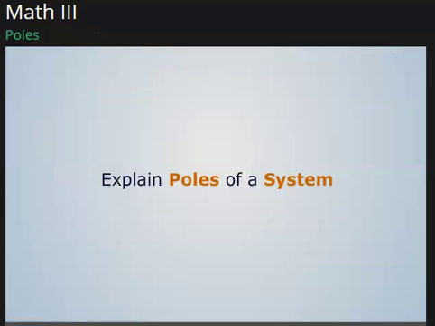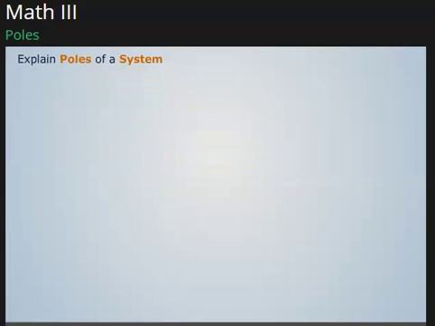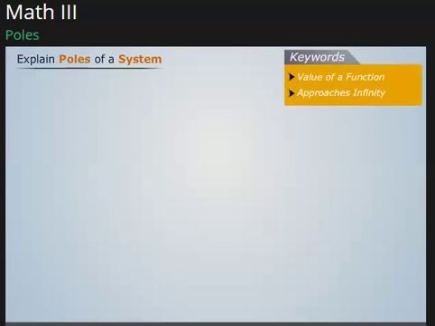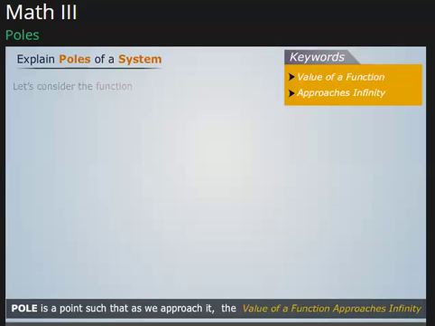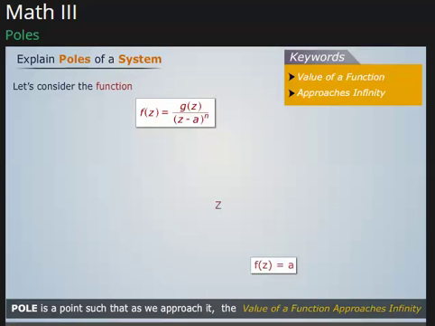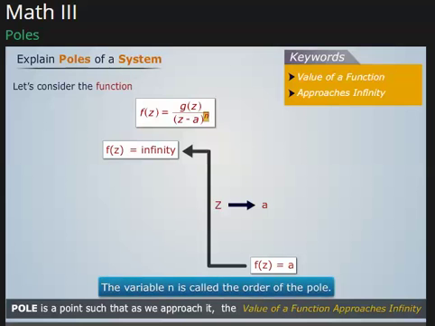Explain poles of a system. A pole is a point such that, as we approach it, the value of a function approaches infinity. Let's consider the function. As z approaches a, the value of the function approaches infinity. The variable n is called the order of the pole.